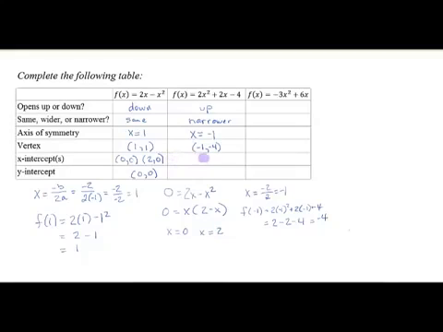X-intercepts, again, I would make y 0. So I have 0 equals 2x squared plus 2x minus 4. So let's factor out a 2. That gives me an x squared plus x minus 2. And that trinomial factors as x plus 2, x minus 1.